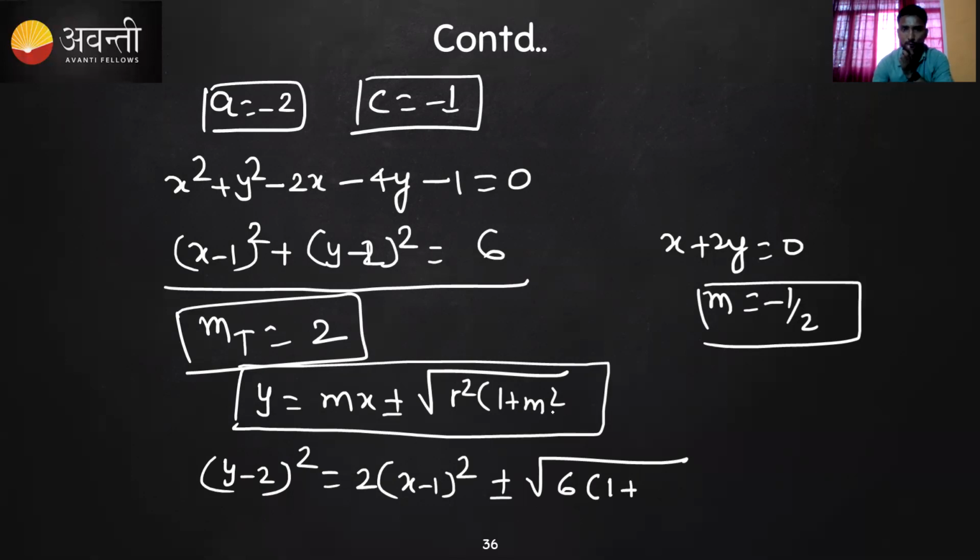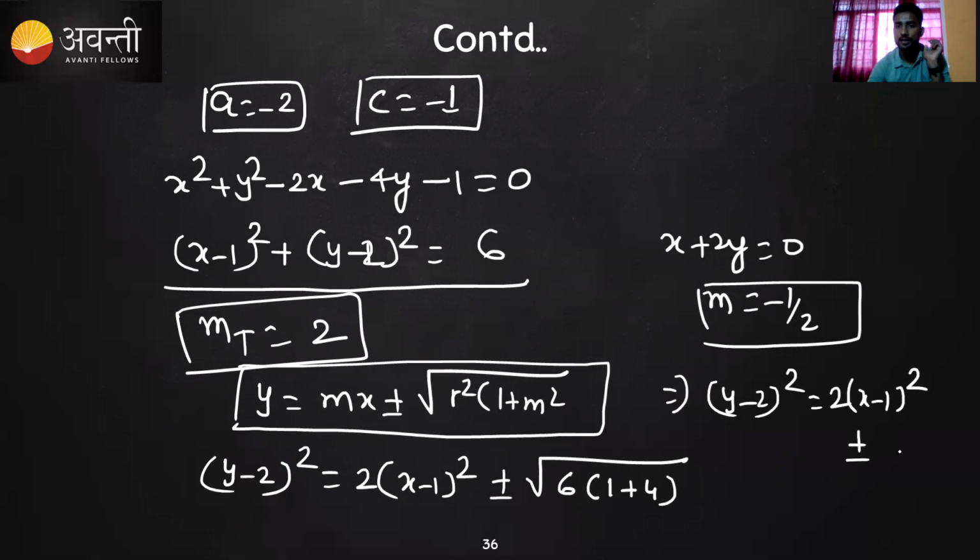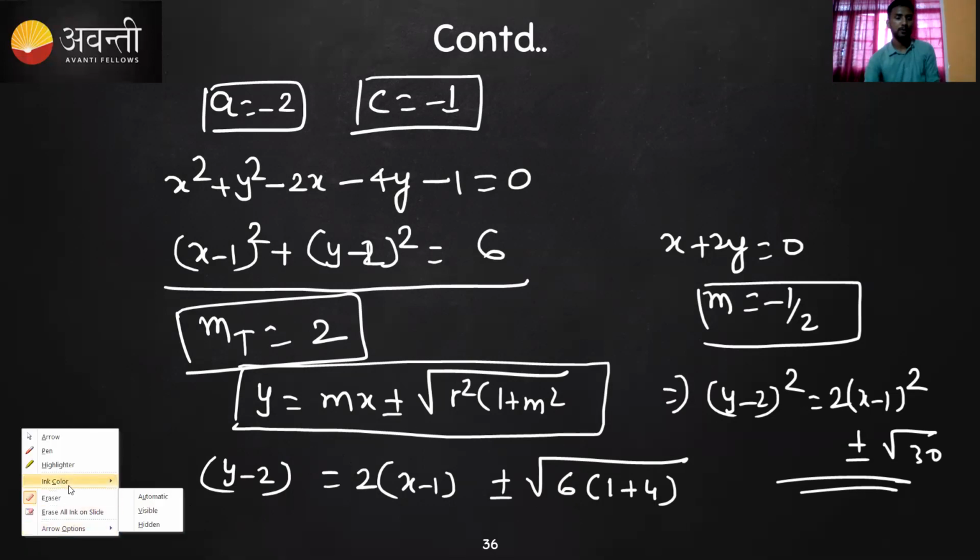So basically it is 1 plus 2 square, that is 4. So from here what you will get, y minus 2 whole square is equal to 2x minus 1 whole square plus minus root 6 plus 5 into 5, it will be root 30. So this is the tangent equation that you have got, guys.